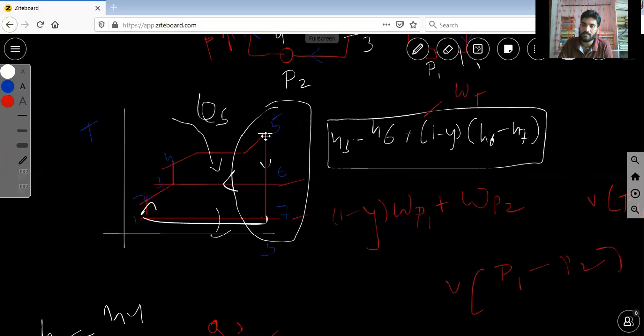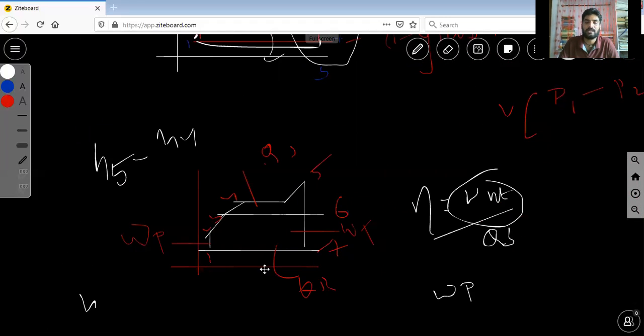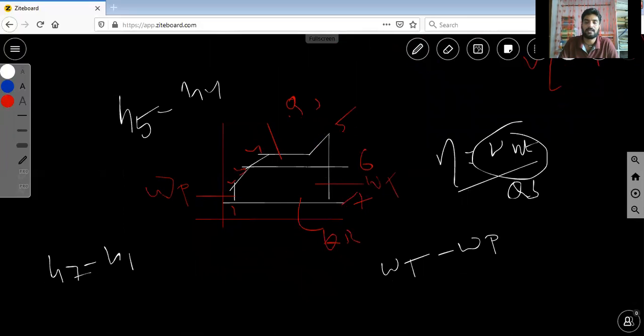That isentropically expanded means turbine work. The turbine work at 5 to 6 and 6 to 7. Okay. Then 7 to 1 is heat rejection. 7 to 1 is heat rejection. Okay. Now we will try to derive these equations based on these relations.